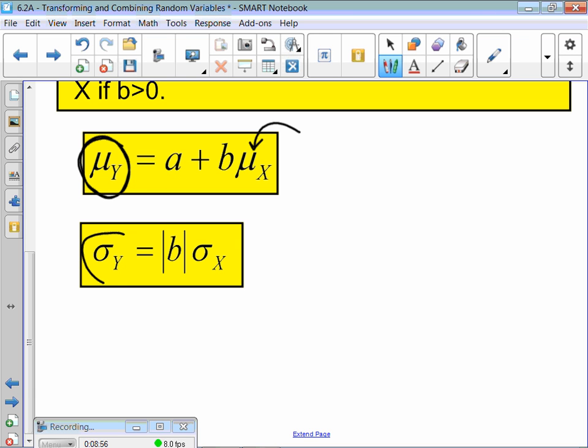What does this symbol mean? Standard deviation. Notice they only multiply by B, and it's the absolute value. Because standard deviation is a distance away from the mean, you're never going to have a negative standard deviation. It will always be positive because we're talking about the typical distance away from the mean. And most importantly, did they add A to this? No. Don't add or subtract from the standard deviation.